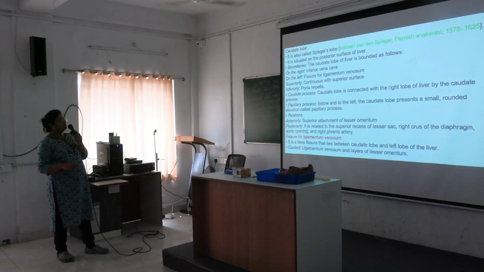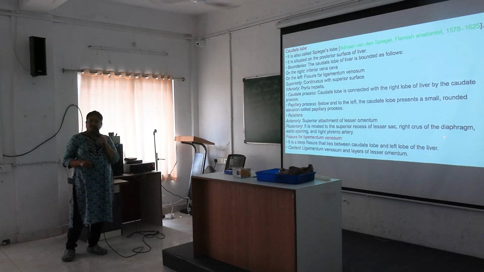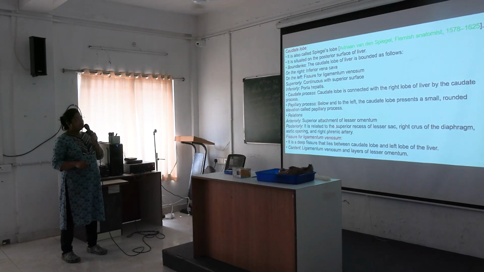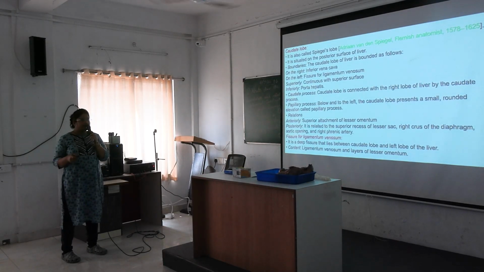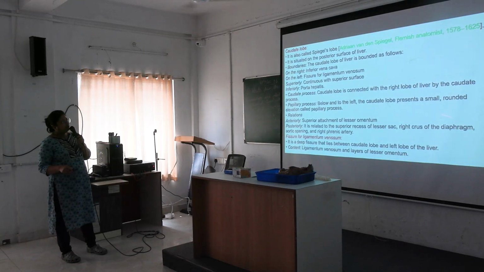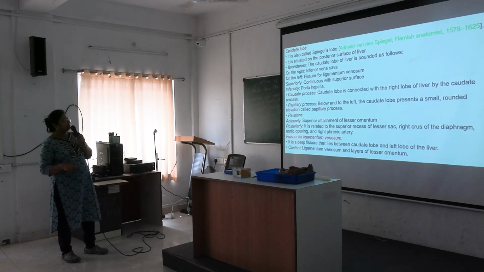These are the relations. Anteriorly, there is superior attachment of lesser omentum. Posteriorly, related to the superior recess of lesser sac. Lesser sac is part of the peritoneal cavity, and right crus of the diaphragm, aortic opening, and the right phrenic artery.